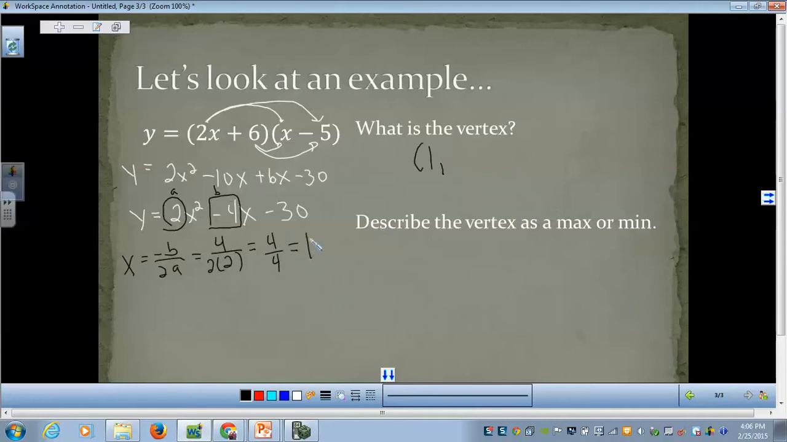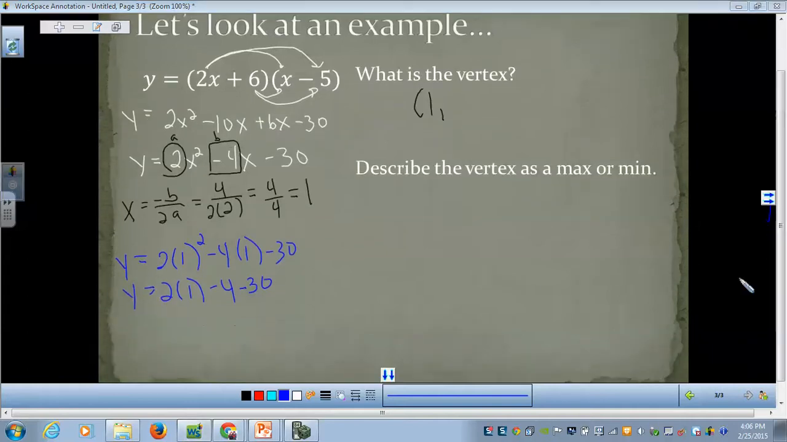Once again, we can just take this value, go back and plug it in. I'm going to use our standard form here. So 2 times 1 squared minus 4 times 1 minus 30. So y would equal 2 times 1 minus 4 minus 30. Let me scroll down a little bit here. So then y equals 2 minus 4 minus 30, which would be negative 32. There we go. So that's the other half.